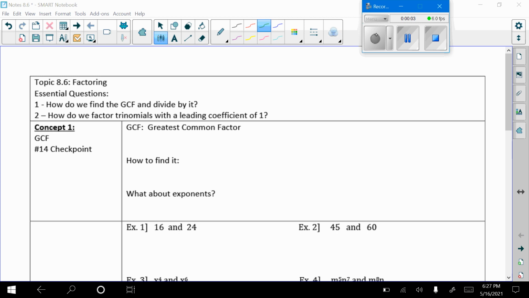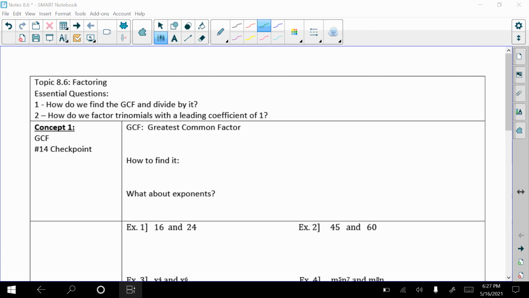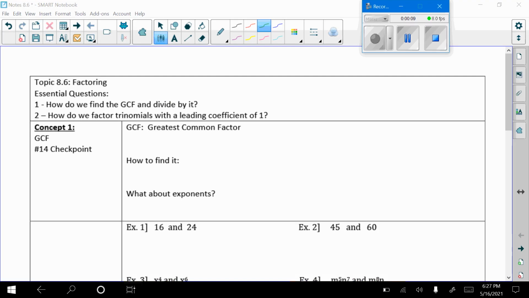As we're headed into 8.6, we're actually going to start into factoring. As we talk about factoring, we're going to start with the very basics of greatest common factor. Greatest common factor is like the largest item that we can divide out. It's kind of like when we reduce fractions, we want to find the greatest common factor. What's the largest number they can both be divided by? So that's what the greatest common factor is.